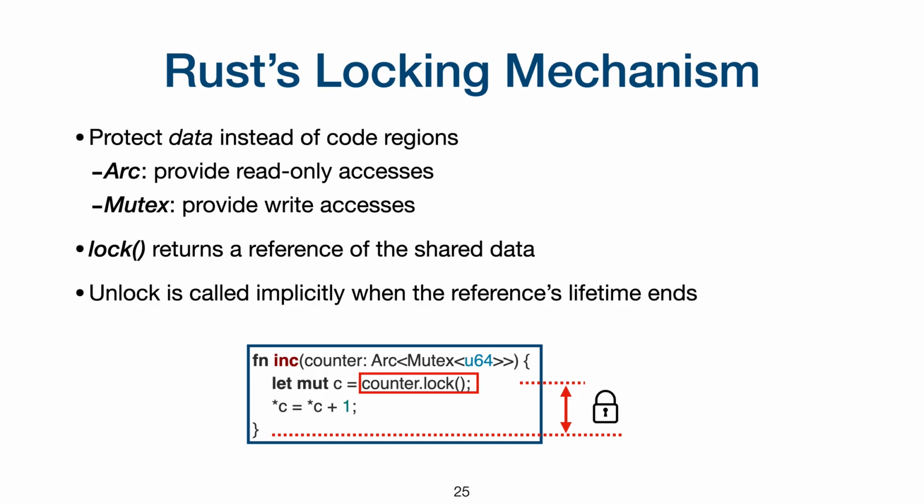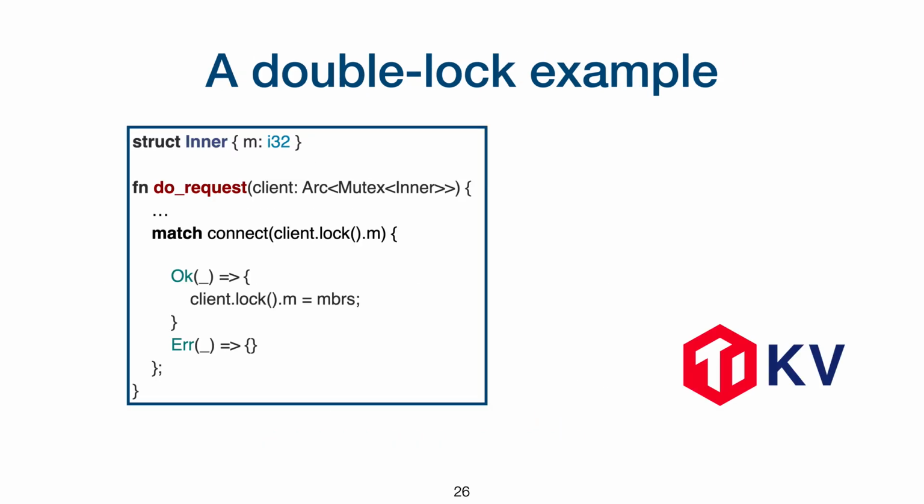Now let's look at a double lock bug from TiKV, which is caused by the misunderstanding of Rust lifetime rules. The variable client is an object of inner that is protected by a mutex. Client's lock is then acquired, and the inner object is used as the input of function connect. The match block checks the return value of connect. If OK is returned, the lock is acquired again to modify the inner object to Members.